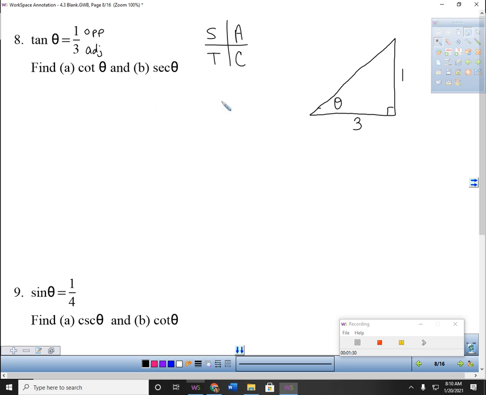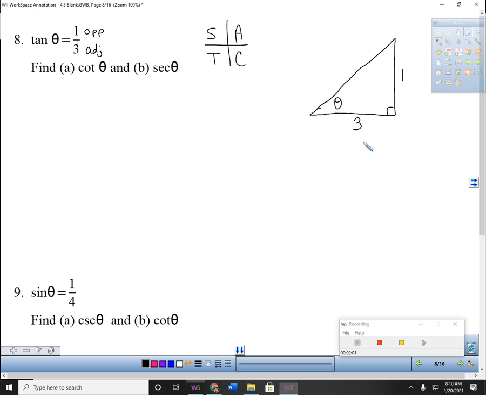Now, if I'm wanting to figure out anything other than cotangent, so they're asking me to figure out secant, I have to know what the hypotenuse is. And I don't have a Pythagorean triple for 1, 3, and whatever is here. Just like we were talking about the other day, if you have a leg that's 3 and a leg that's 4, then the hypotenuse is 5. Or if you have a leg that's 5 and another leg that's 12, the hypotenuse is 13. Those are just some Pythagorean triples that you can memorize. This is not one of those.